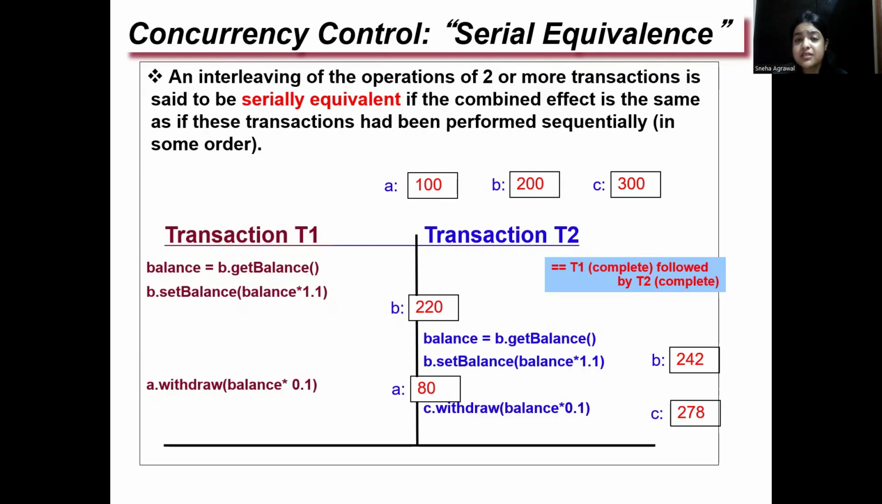Now, there are various concurrency control techniques, which include serial equivalence. An interleaving of the operations of two or more transactions is said to be serially equivalent if the combined effect is the same as if these transactions had been performed sequentially in some order. So this is serial equivalence.